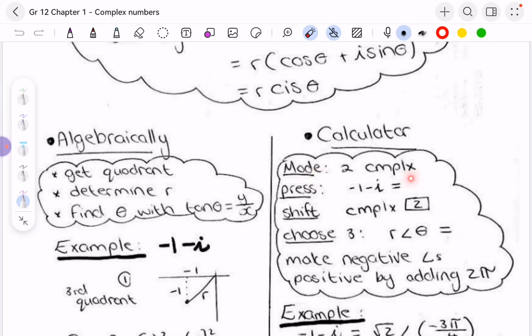You should see those letters on the top of your calculator. Now I can literally press in -1 minus I. There's an I button on your calculator. It's usually in purple. Press equal. Now I can go to shift and I press the complex button as your number 2 button. Number 1 is for stats, number 2 is for complex, and there's a few options. You're going to choose option 3.